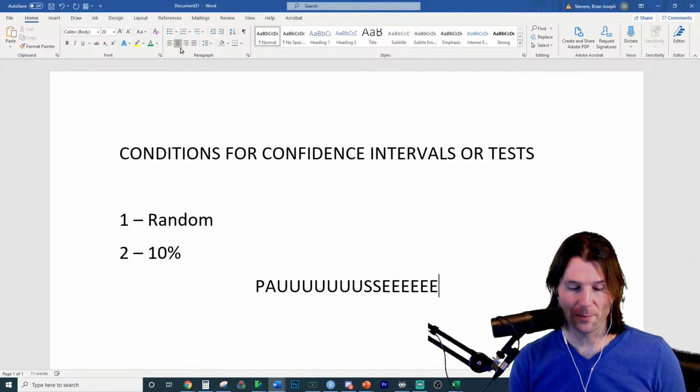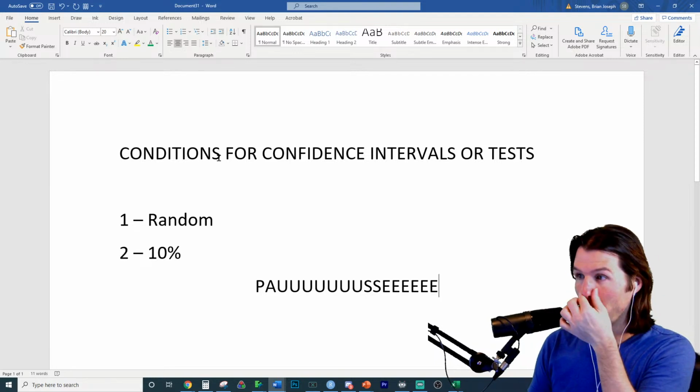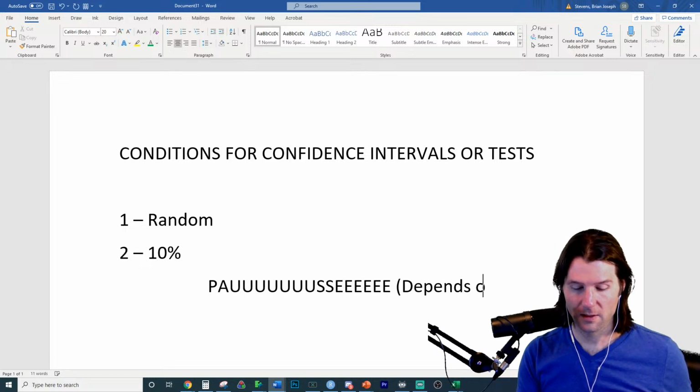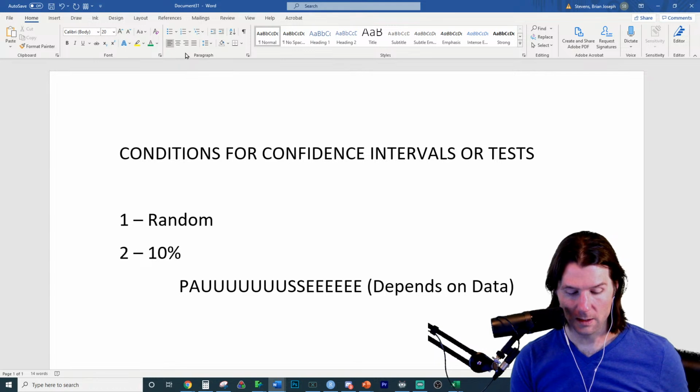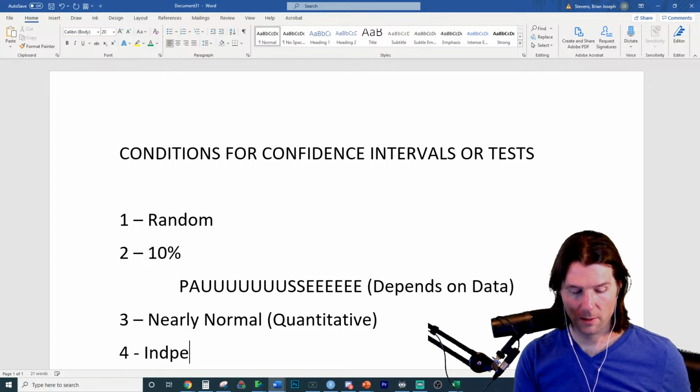Someone will be screaming in the chat, pause, and I'll be like, yes, you get points for telling us to pause. So we'll pause right here because this depends on what kind of data we have. Since we're doing means, this one will be nearly normal, and 2 means independent.